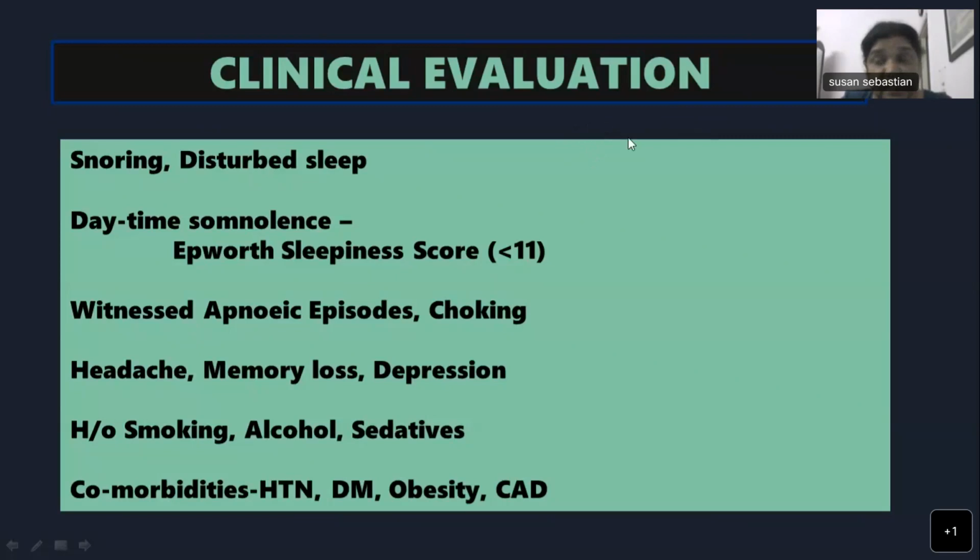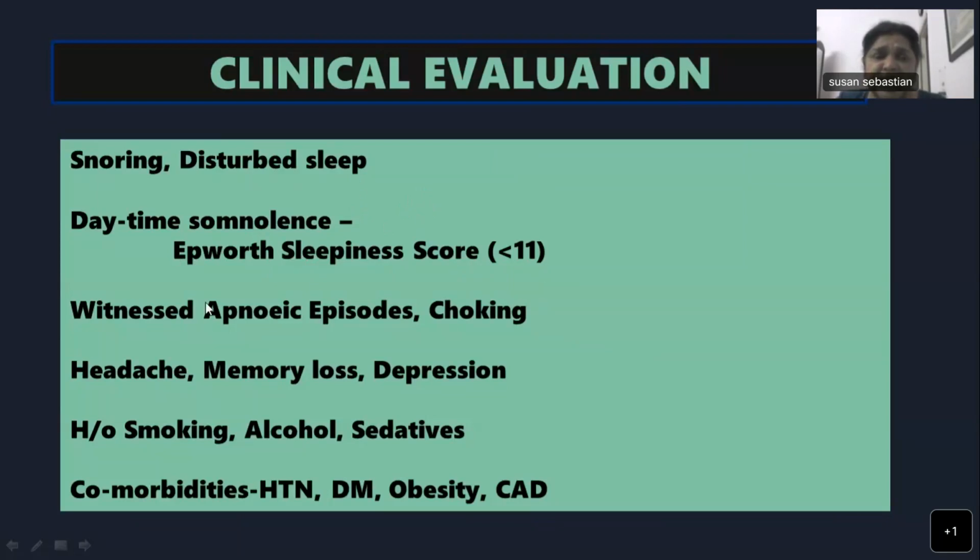They can give you a history of disturbed sleep, and daytime somnolence, that they feel tired even after one full night's sleep, or that the sleep is not a restful sleep and maybe a disturbed sleep. So they don't feel fresh in the morning, they feel tired, and if they sit somewhere, they fall asleep within a few minutes, and they want to sleep more than usual. So this can be evaluated by the Epworth Sleepiness Score, which I'll come to later.